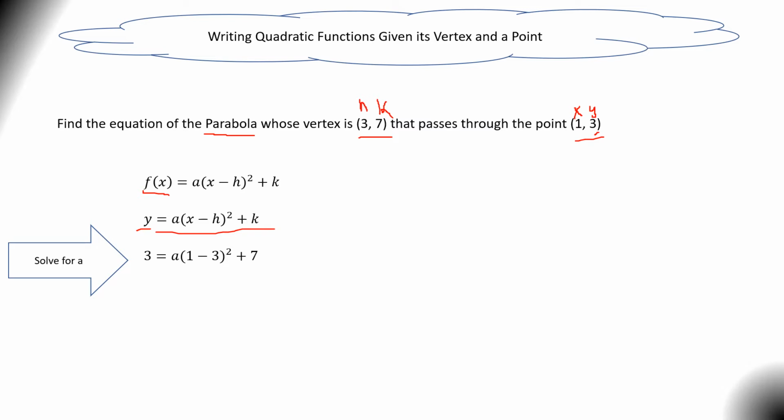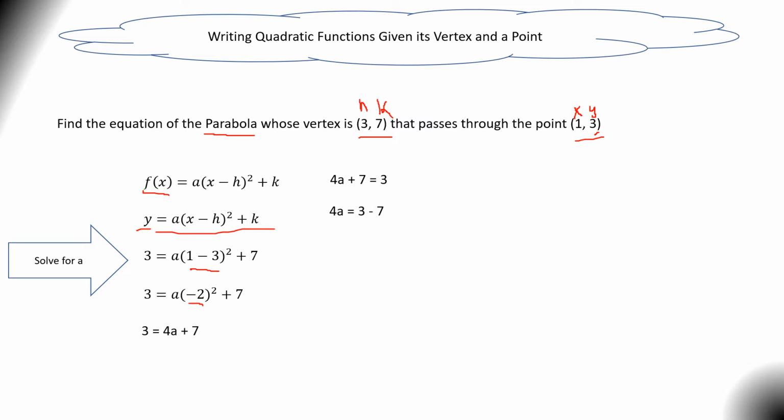Ayan po siya. Solve for a: 3, the value of y, ito po yung y natin, is equal to a times the square of 1 minus 3, plus 7. Then next, 1 minus 3 is negative 2. So the square of negative 2 is 4, times a is 4a, plus 7. Then next, 4a plus 7 is equal to 3.